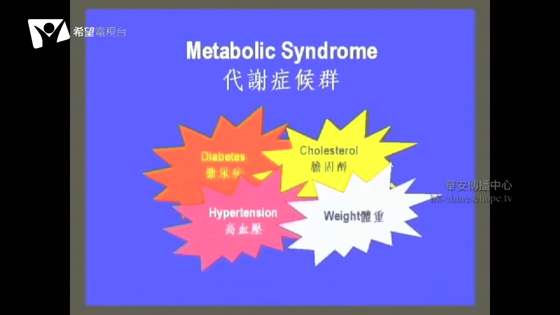So if you see in this slide, the metabolic syndrome is related to 4 basic problems. Like diabetes, cholesterol, hypertension, and overweight. So if a person has a tendency to those problems or have some of those problems, we consider that a person has metabolic syndrome.